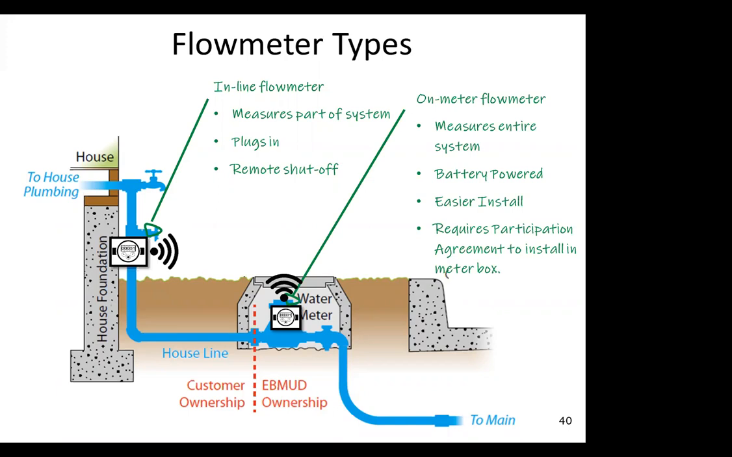Let's take a look at the on-meter variety. These flow meters measure your entire system. They're battery powered. The batteries can often last a year or two or more. They may just use common batteries that you could replace yourself fairly easily. They are easier to install. A lot of homeowners are just installing these themselves. They wouldn't necessarily require a plumber to come out and help you install these. Just strap it on and follow the instructions from within the app you download to your smartphone or tablet.